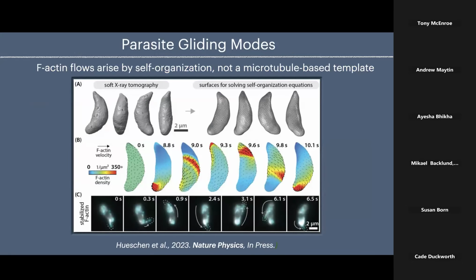And that's just based on LAC values. This one was looking at the gliding of these parasites, and they did a correlative study with live cell actin imaging and the gliding movements these parasites make. They used our SXT to get the surface of the cell and make a mesh of the actual structure of the model parasite, and showed that it's a sort of self-generating self-organization, not a microtubule-based template. They used our shape of the organization and depolymerization to do that. So that was a kind of nice study too.